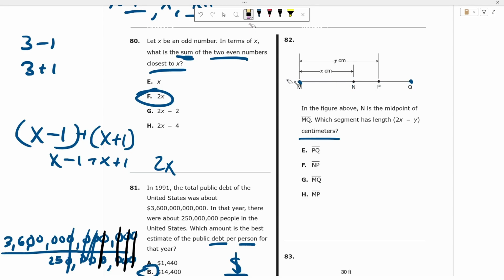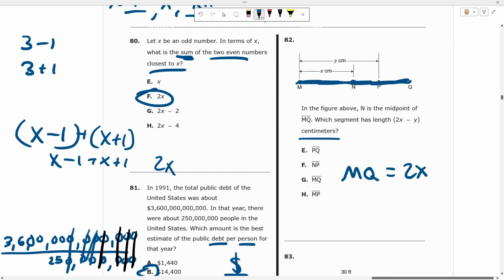Well, let's look at it. We know that N is the midpoint, which means that from M to N is the same as from N to Q. So 2x is the distance from M to N and from N to Q combined, so MQ is equal to 2x, the entire line segment. Now, if we take this entire line segment and subtract y from it, where y goes from here to here, what am I left with? I'm left with the blue, which is PQ. So 2x minus y equals PQ.